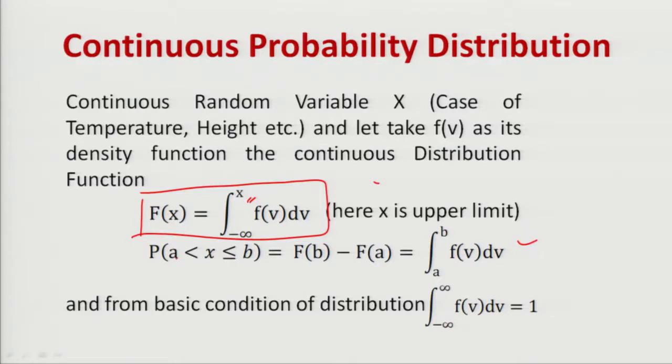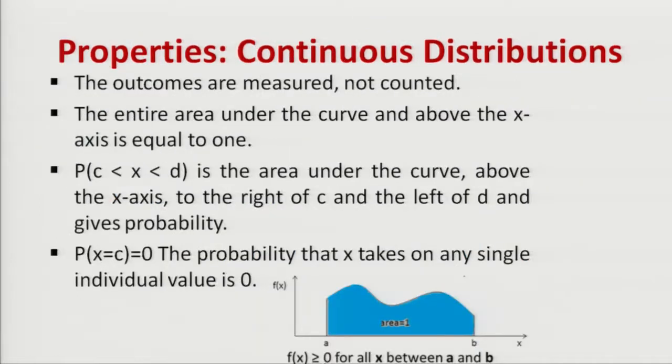Here you must be clear in your mind that the total integration from minus infinity to infinity of the probability density function is always equal to 1. It would not be greater than 1 because complete probability is just equal to 1.